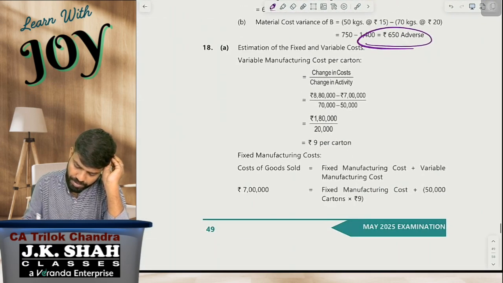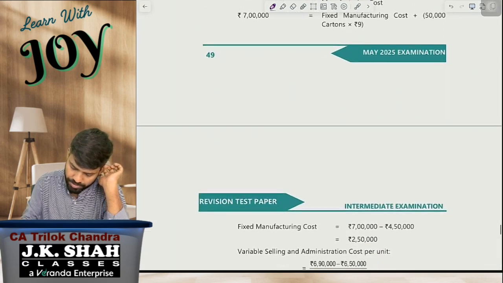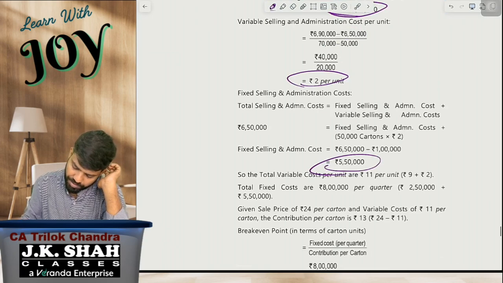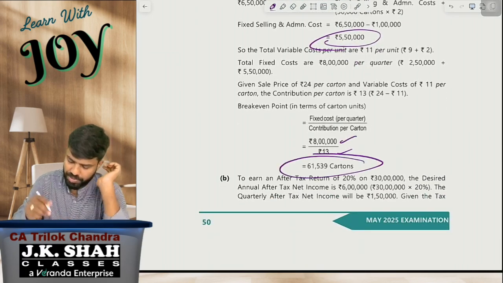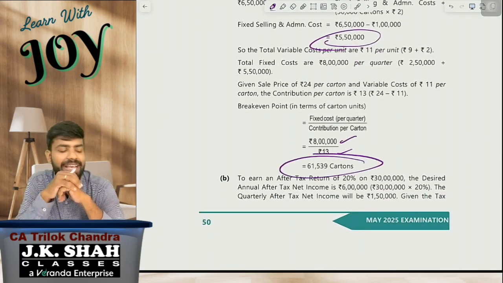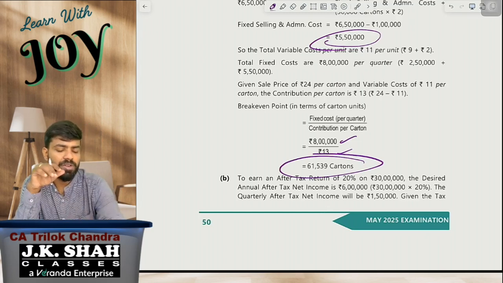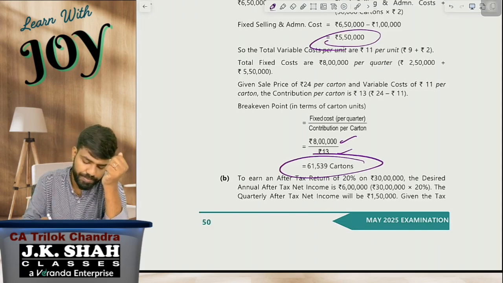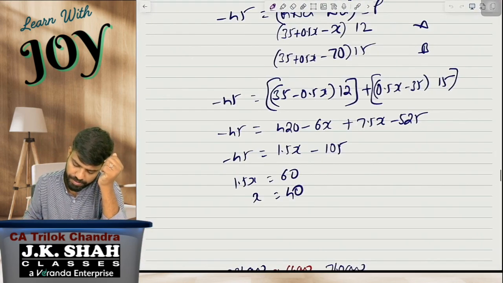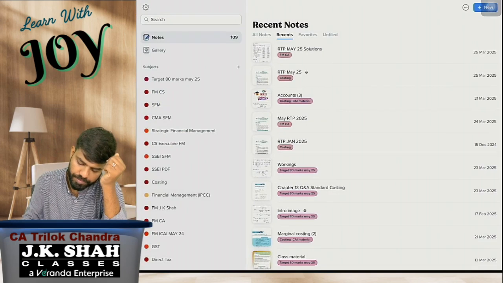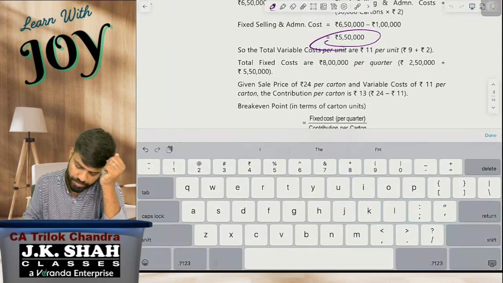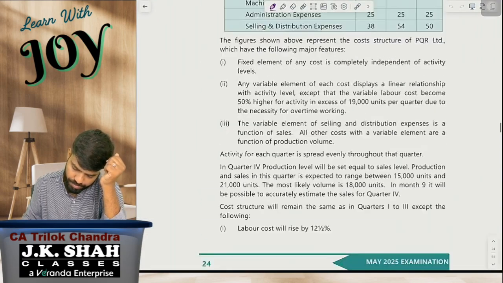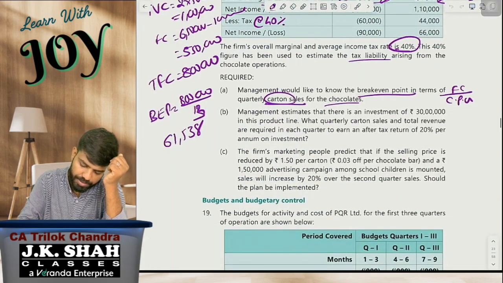See, first I took 9 rupees and fixed cost is 2 lakh 50,000. Then 2 rupees and fixed cost is 5 lakh 50,000. So total 8 lakh divided by 13 gives 61,539. This is the answer for the first requirement of the marginal costing. What is the second requirement of the question? Look at the second requirement.